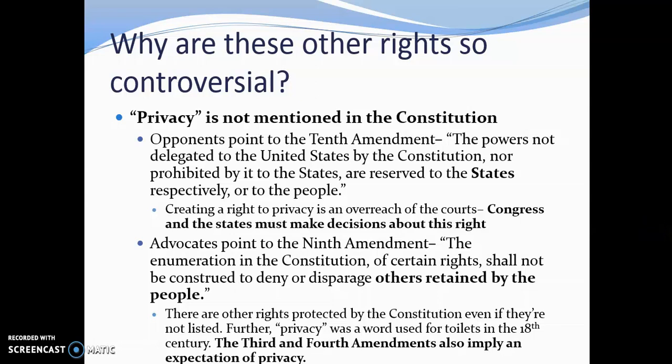And then advocates, those in favor, they point to the 9th Amendment. They say that, hey, there are other rights, even though they're not listed in the Constitution, they are acknowledged by the 9th Amendment and they do exist. And further, the 3rd and 4th Amendments imply that there is some sort of expectation of privacy, that you need a warrant to come into your home, that the government can't just quarter troops in your house. And the word privacy was a word that was used for toilets in the 18th century. So the founders never would have said a right to privacy.